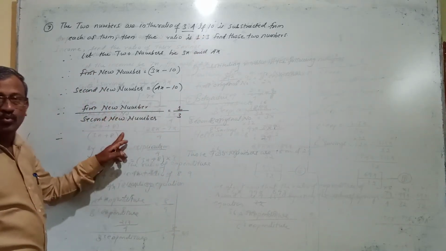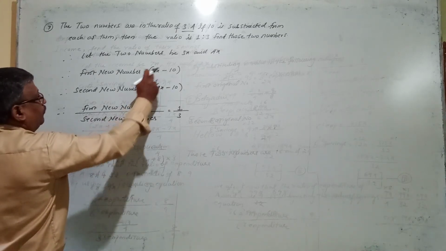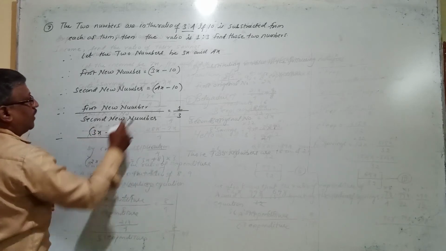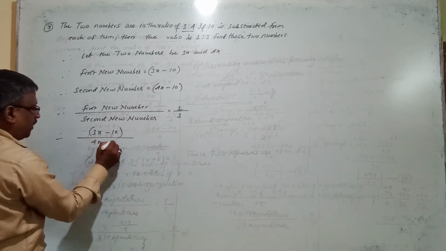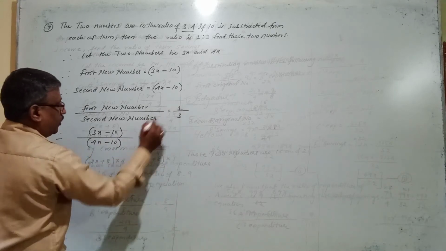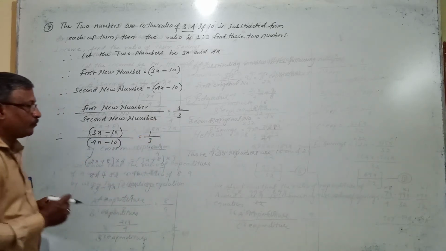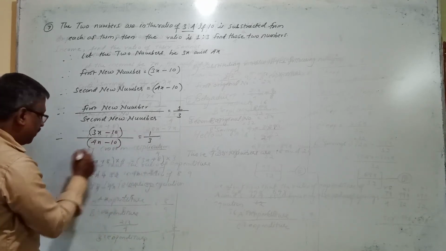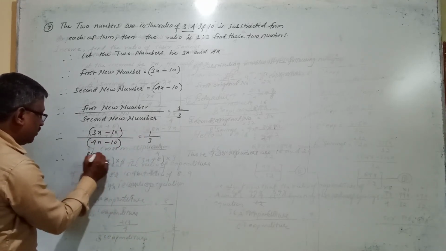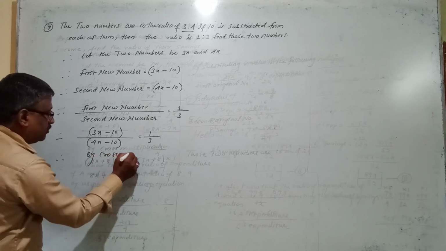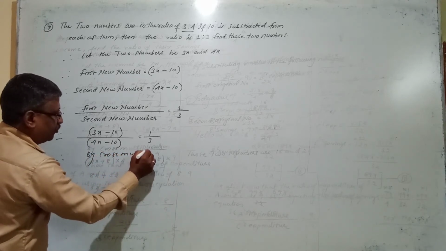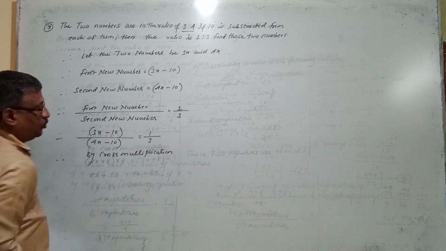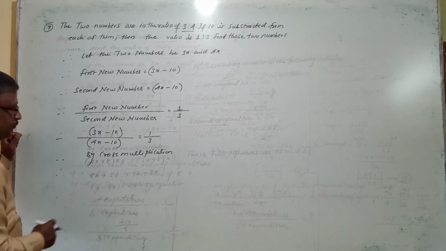So put those two new numbers in the equation. My first new number is 3x minus 10, divided by the second new number 4x minus 10, equal to 1 divided by 3. And now solve this equation for x by doing the cross multiplication. So below that write, therefore, by cross multiplication, and do the cross multiplication.